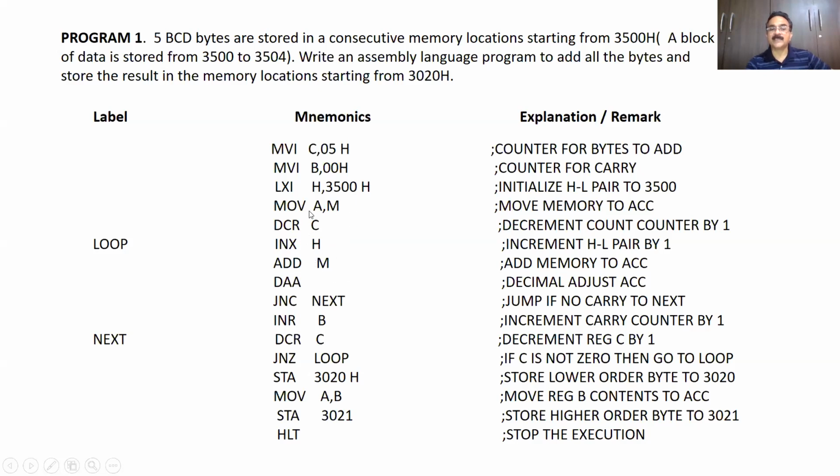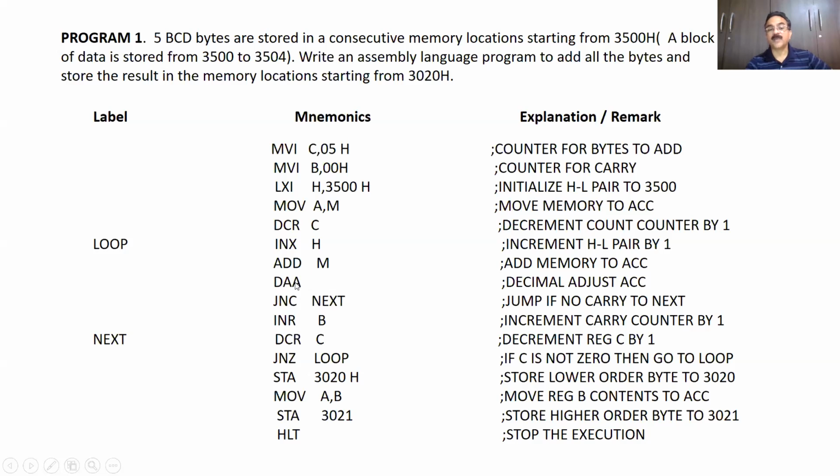Now after adding this, the result which is present in the accumulator is in hexadecimal form. But our program is of BCD, binary coded decimal. So that result has to be converted into decimal form. For that, we use the instruction DAA, decimal adjust accumulator. It means the result, the addition of 2 bytes which is present in the accumulator, by using this instruction we convert it into decimal.